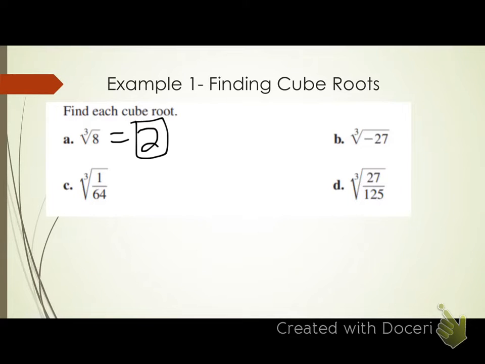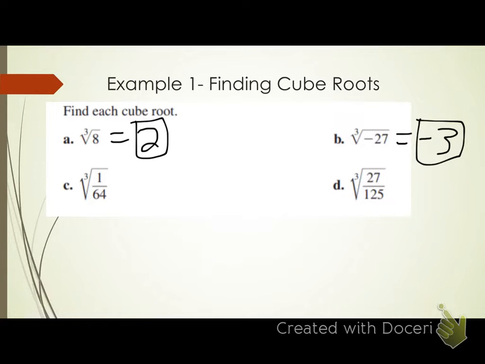Okay, letter B. Cube root of negative 27. What number times itself again gives me negative 27? What number to the third power gives me negative 27? Negative 3. Let's try it out. What's negative 3 times negative 3? Positive 9, right? Positive 9 times negative 3. Negative 27. Does that work? Yes, it does. So negative 3 would be my cube root of negative 27.